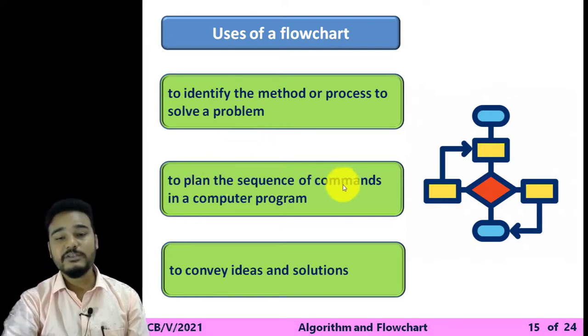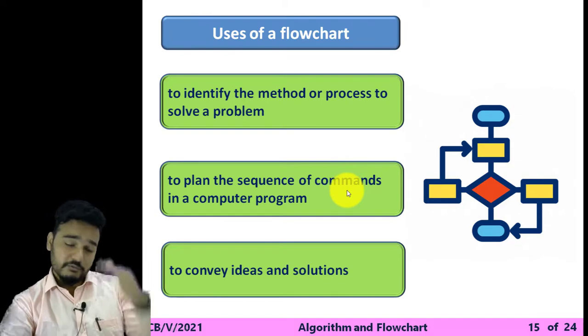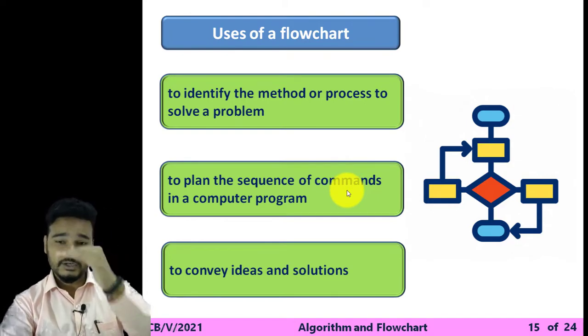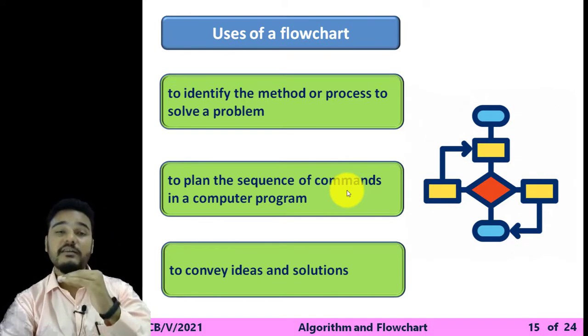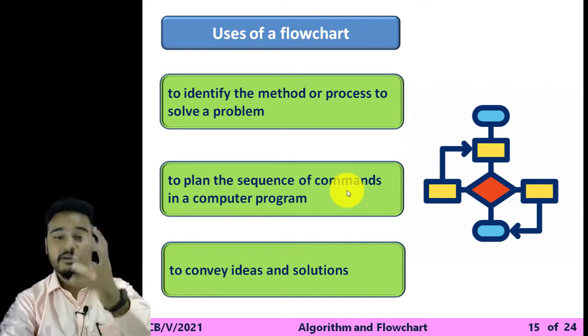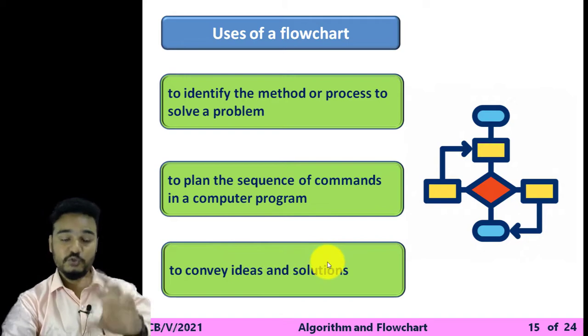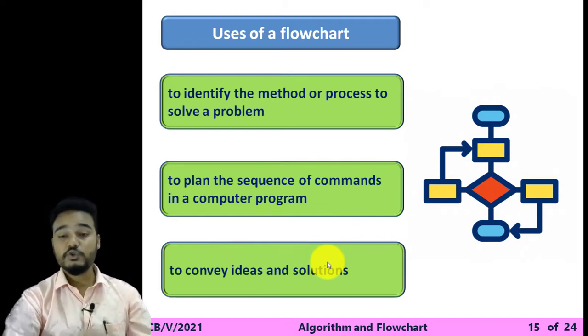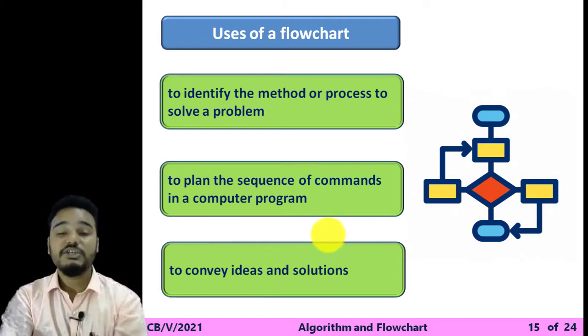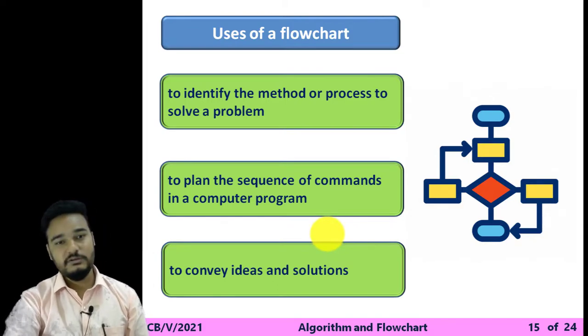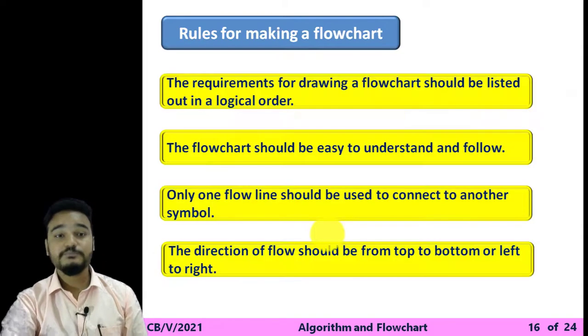To plan the sequence of commands: whatever the algorithm steps are, those commands we have to arrange in hierarchy. Hierarchy means order, we have to arrange which one will come after which. And convey ideas and solutions. Whatever our ideas and solutions are, whatever our output is going to be, you have to convey to your user. That is also another use of a flowchart.